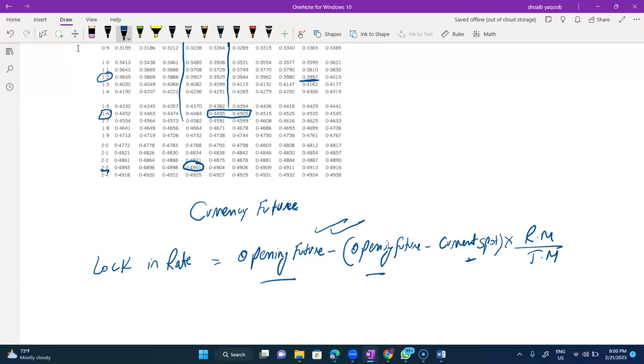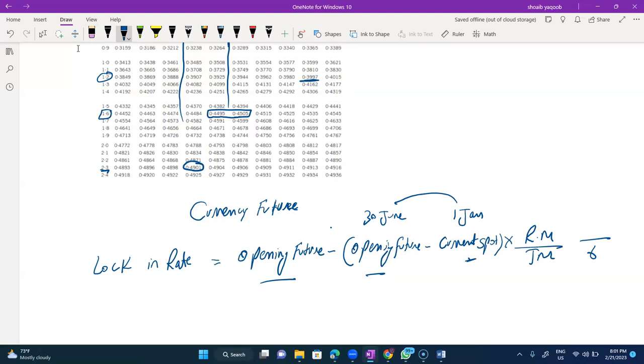How to calculate the total months? Current spot, write the date of today. For example, today's date is 1st January. For example, you have selected the June contract, 30th June. So total months are 6.